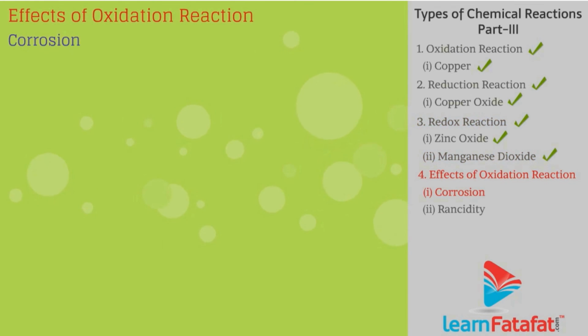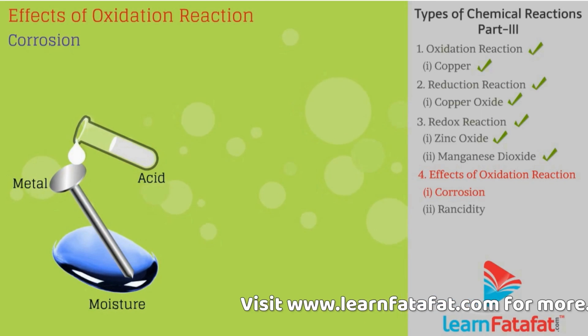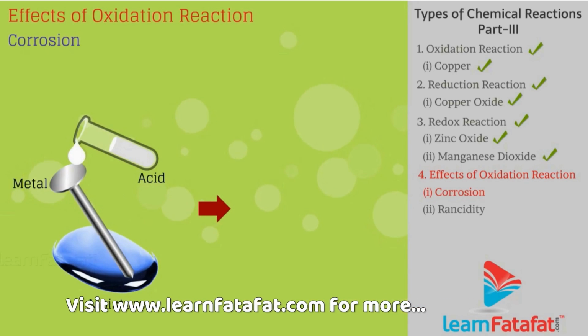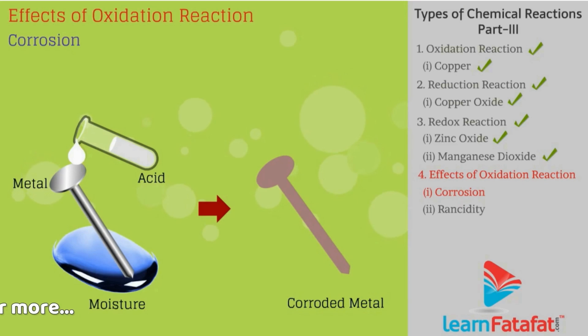Effects of oxidation reaction. In everyday life, first, corrosion. When a metal is attacked by moisture, acids, etc., it is said to corrode and the process is corrosion.